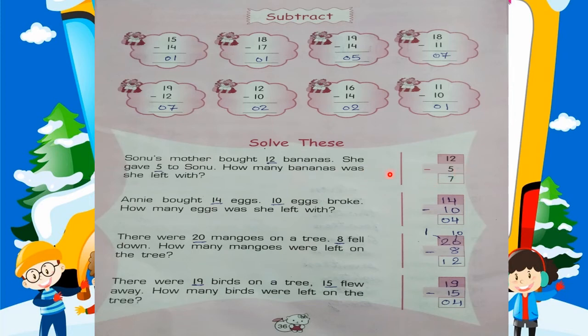Okay, you will draw lines here also. So 12 minus 5 is equal to 7. So she was left with 7 bananas. Okay, she was left with 7 bananas.